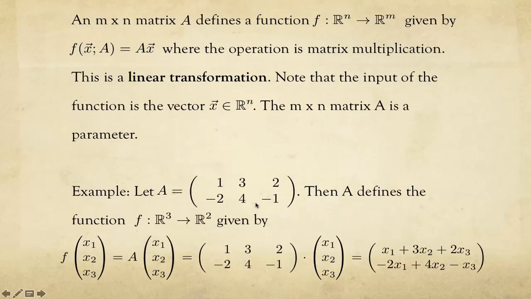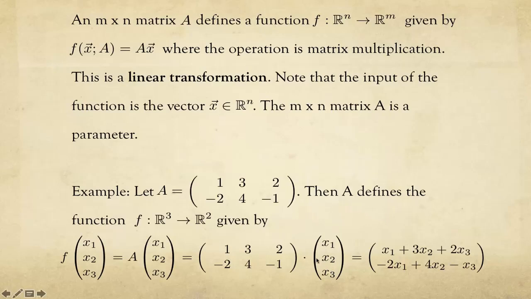So for example, if A is a 2 by 3 matrix like this, then that means it defines a function going from R3 to R2. Given a vector in R3, the definition of this function is we multiply it by matrix A. So here's A, and here's the input x1, x2, x3, which is a vector in R3.